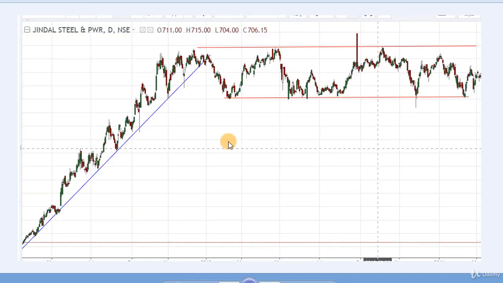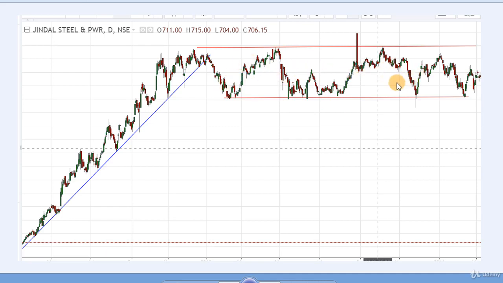And this is another example. This is an uptrend line, and then prices are moving in a sideways trend. They are not moving in uptrend or downtrend. They are moving in a confined range between a resistance and support line, and they are in a sideways trend.